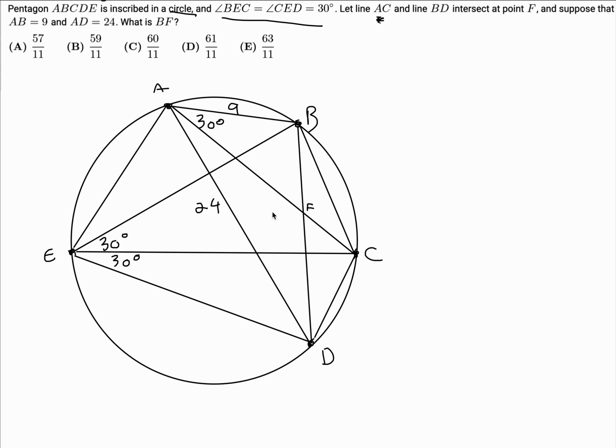So now let's look at EACD. We know that this is 30 degrees. So we also know that this is 30 degrees again, because both of them subtend this CD arc. And similarly here, both of them subtend this BC arc. We have this is 30 degrees, we have this is 30 degrees. Let's look at one more.